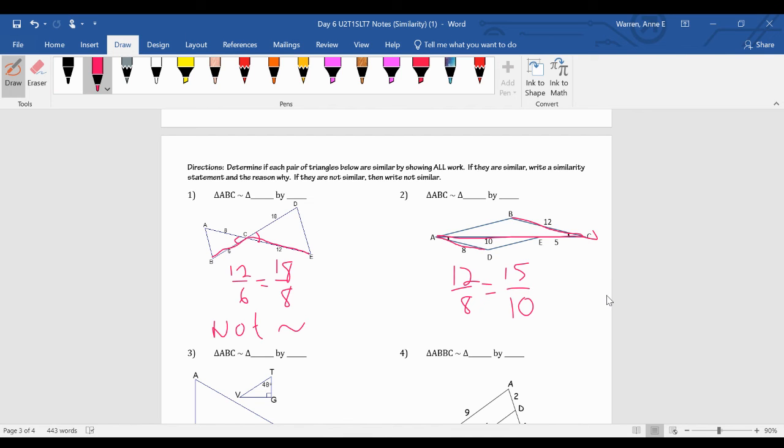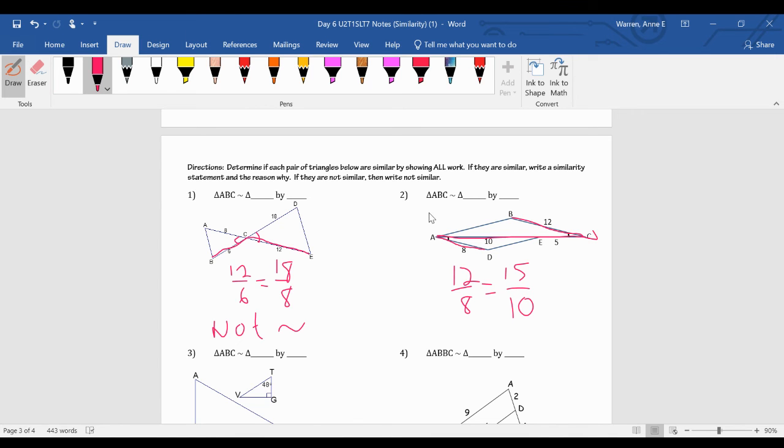Each of those ratios comes out to 1.5, or in other words, 3/2. So my sides are proportional, and I do have an included angle in each that was marked as congruent, angle A and angle C. So I do have similarity. Then I need to make sure my similarity statement is written in the right order.